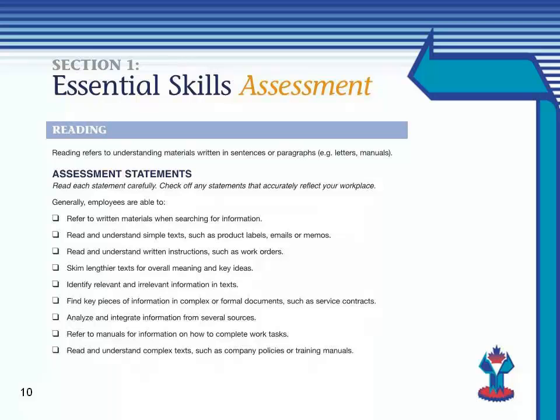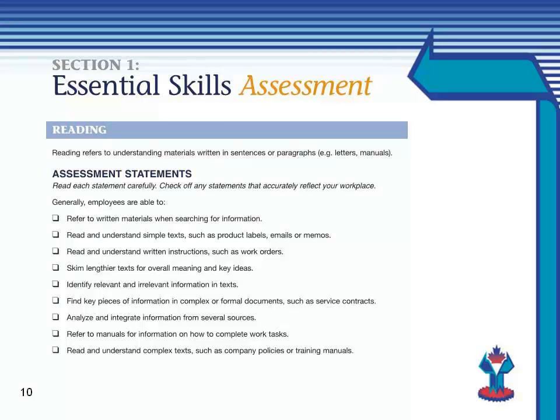HRSDC's Essential Skills Assessment for Organizations is a good place to begin. It helps you to examine the current proficiency levels of essential skills within your organization or in specific apprenticeship programs. This tool covers all 9 essential skills. We would suggest you complete, at a minimum, reading, writing, document use, numeracy, computer and oral communication. They do not have to be done at once, but rather over time.